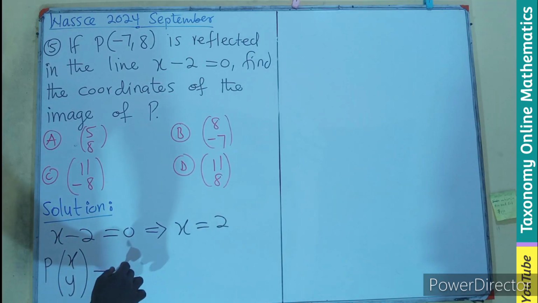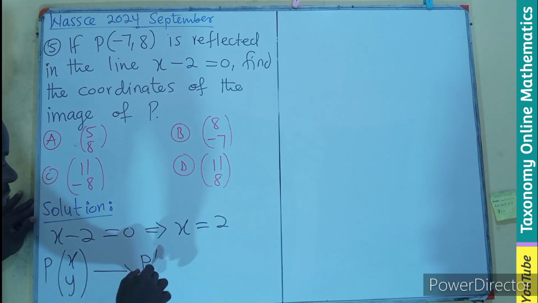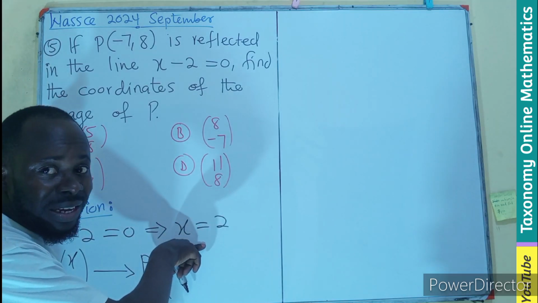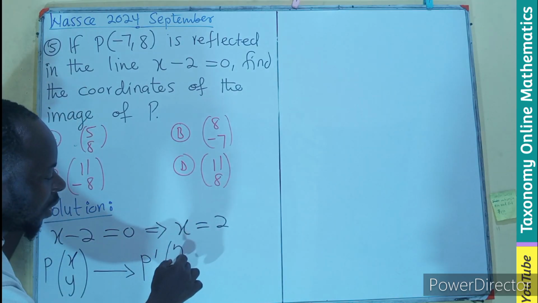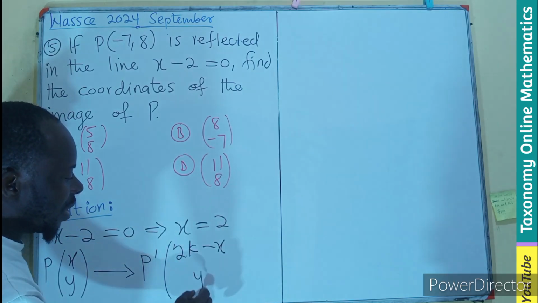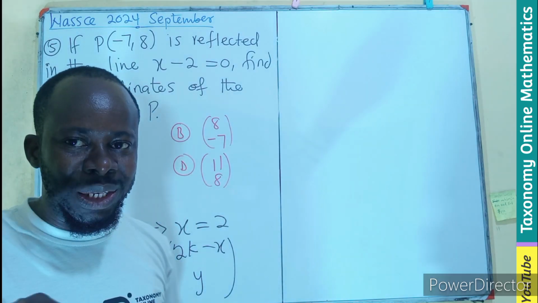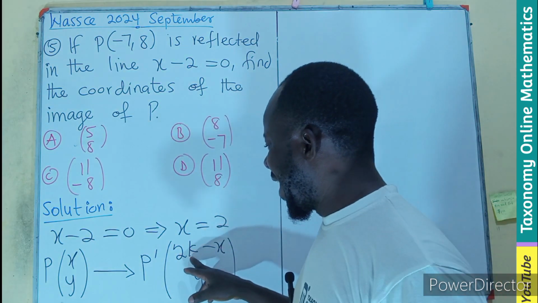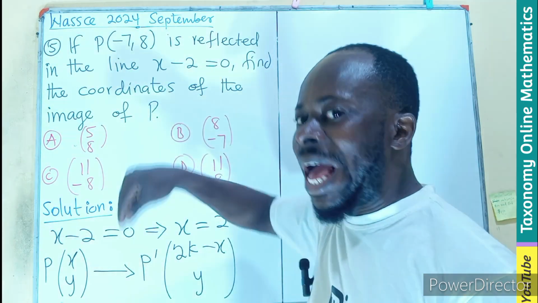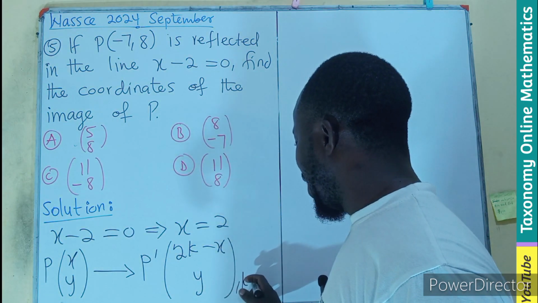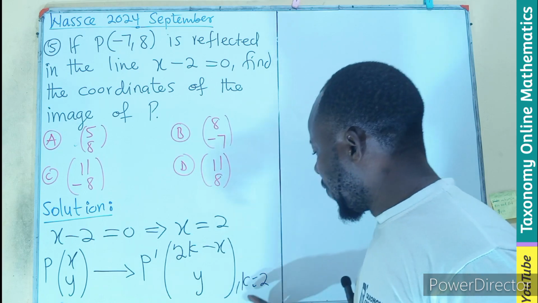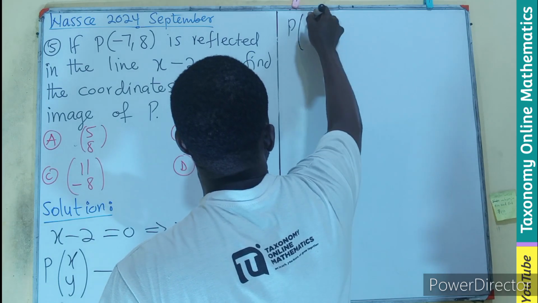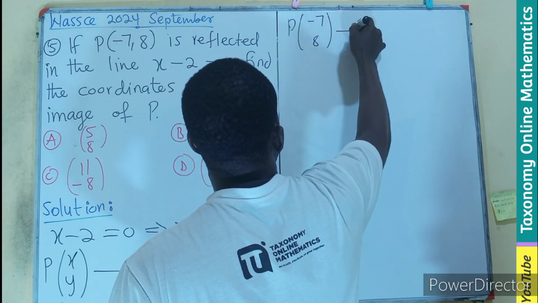If this point is translated to point P1, which is the image, we are going to have the reflection using x equals to 2 as the middle line is 2k minus x and y, meaning we are only making the change on the x-axis, leaving the y-axis unchanged, where the k is the value of the x, which is the 2. So in this case, where k is going to be what? 2.